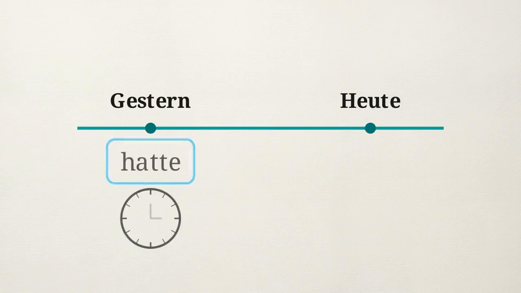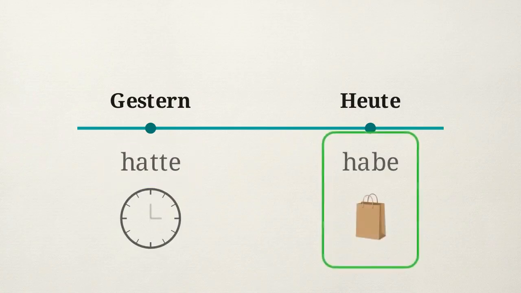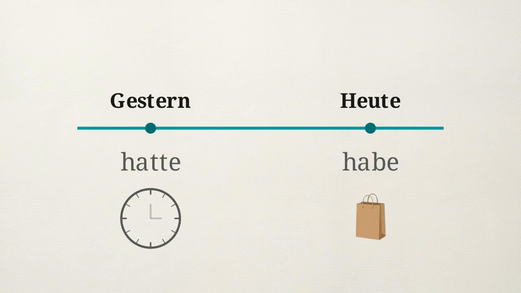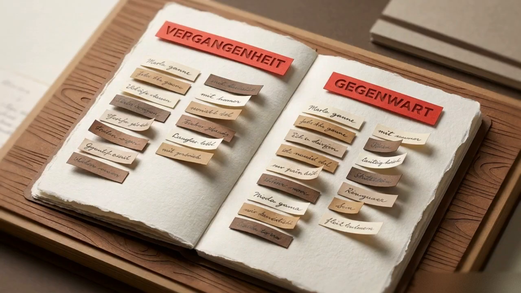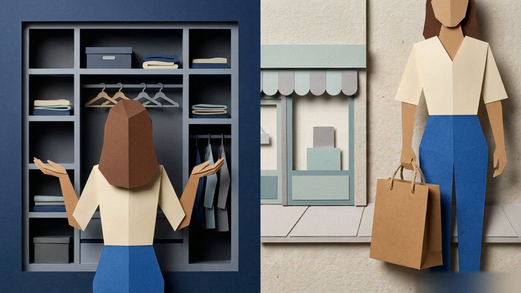Look at this timeline. It sets up two different scenarios for a shopping trip based on how much time is available. Hatte represents the simple past. Yesterday, I had no time. Habe represents the present. Today, I have time for an Einkaufsbummel, a shopping stroll. Distinguishing between these two forms anchors the conversation. It clarifies whether we are reflecting on a past lack of clothes or planning a purchase for right now.